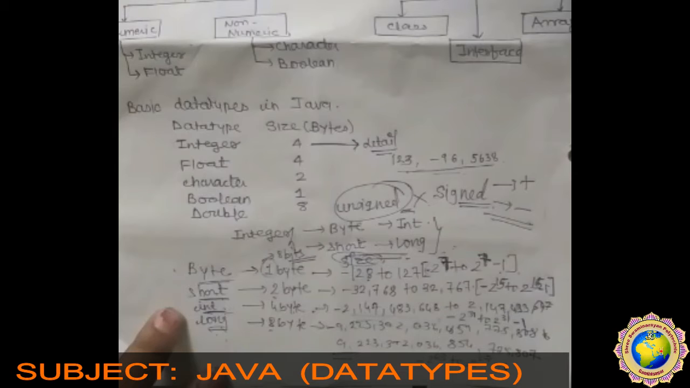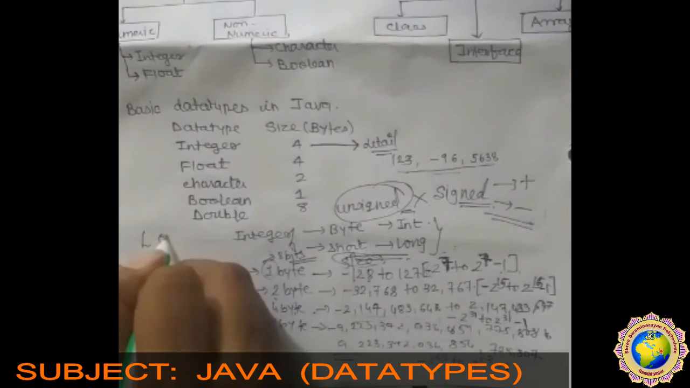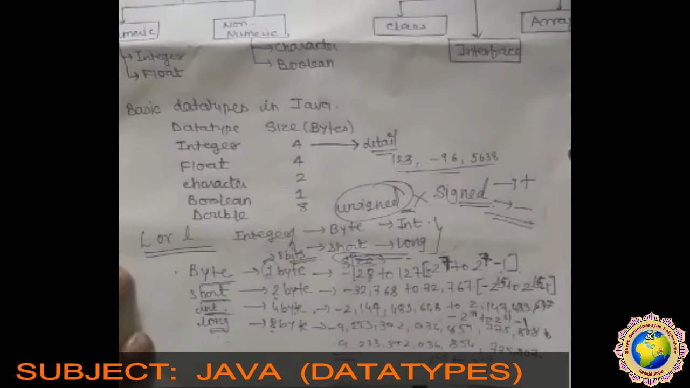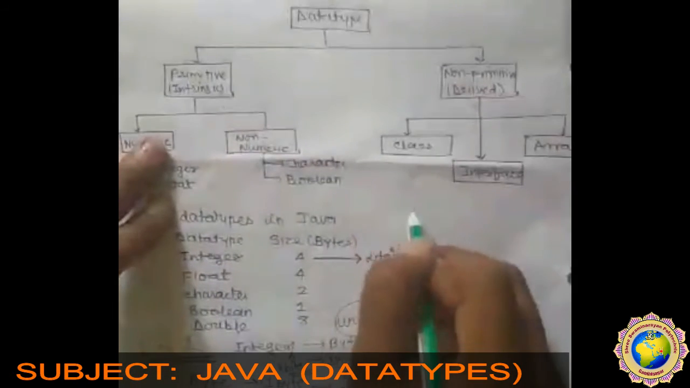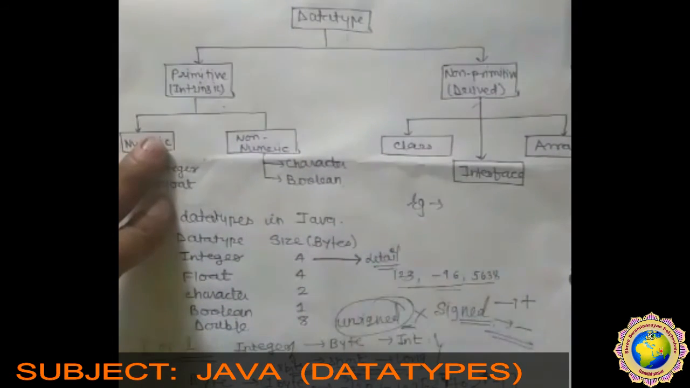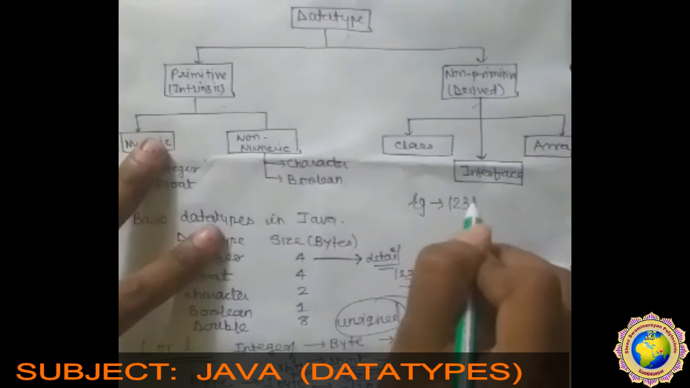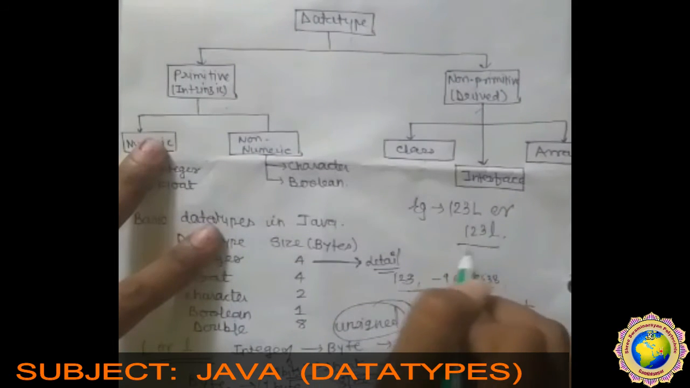We can make an integer long by appending l or L. For example, I want to show how to declare the long data type: 123L or 123l, like this.